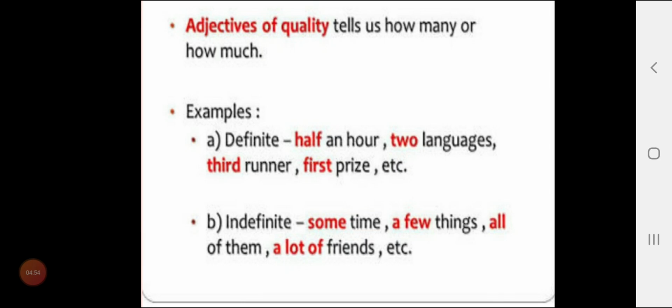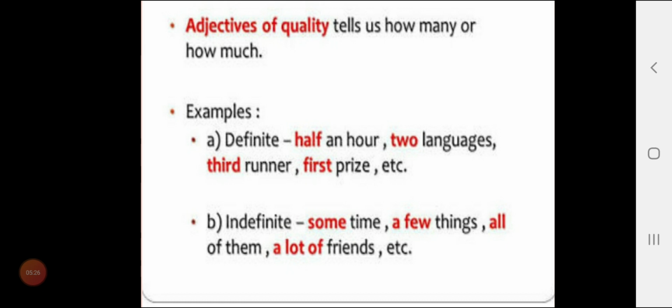So first of all, we have adjectives of quality. Adjectives of quality tell us about the kind of person or thing we are talking about. For example, Mumbai is a big city. The word big adds quality to Mumbai, and it is a big city.